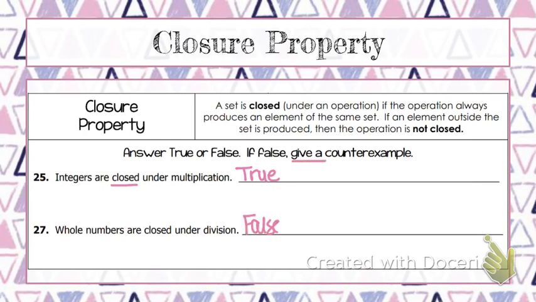It also says we must give a counterexample if the statement is false. So all I have to do is write 5/7. That's the example I used to figure out that this statement was false. And so I just put false, 5/7, because 5/7 is not a whole number, and that proves that this statement is false. That's the end of today's video.